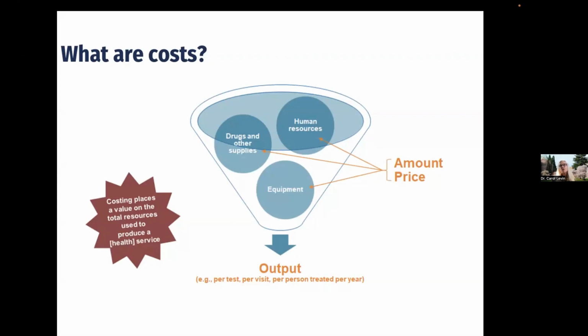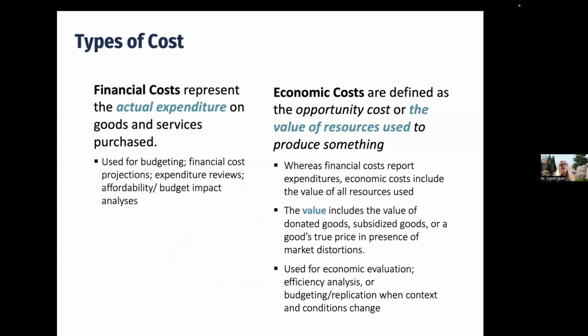As this figure shows, the types of resources to produce a health service or strategy include human resources, drugs, supplies, and equipment. Drugs may not be relevant for implementation strategies, but certainly supplies and equipment would be. Now, there are different types of costs. You may have heard me mention financial and economic costs earlier.